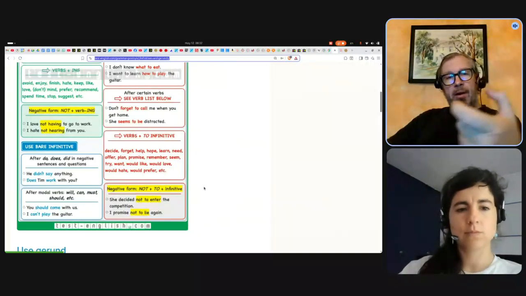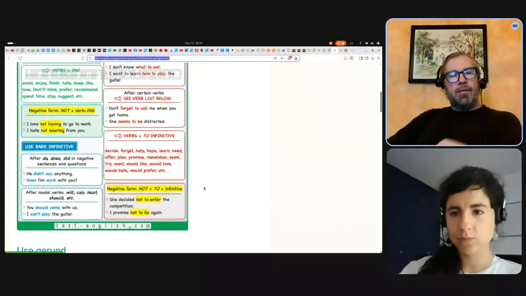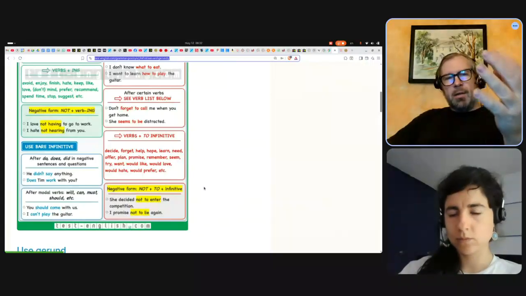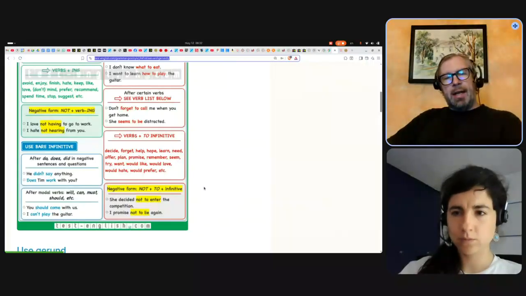And then we use the bare infinitive. That's just the verb. No to, just the verb. After auxiliaries. Those are do, does, and did, and the modals. The modals are auxiliary verbs like will for future, can for ability, must for obligation, should means a recommendation or a good idea. So he didn't say anything. Does Tim work with you? You should come with us. I can't play the guitar.